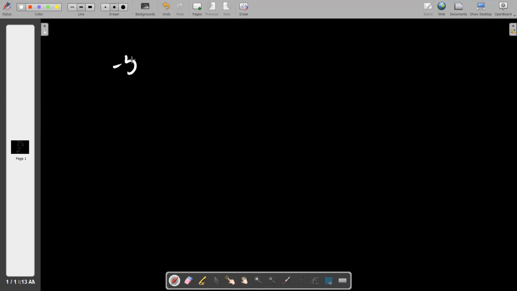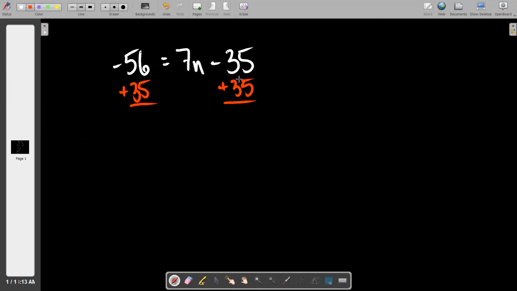So next one is -56 equals 7n minus 35. Beavers, what do we do first? Perfect answer. Let's all add 35 to both sides. So close them off, cancel, drop your 7n, drop your equals. And then basic math now for the, I don't know, 34th time. What's -56 plus 35?